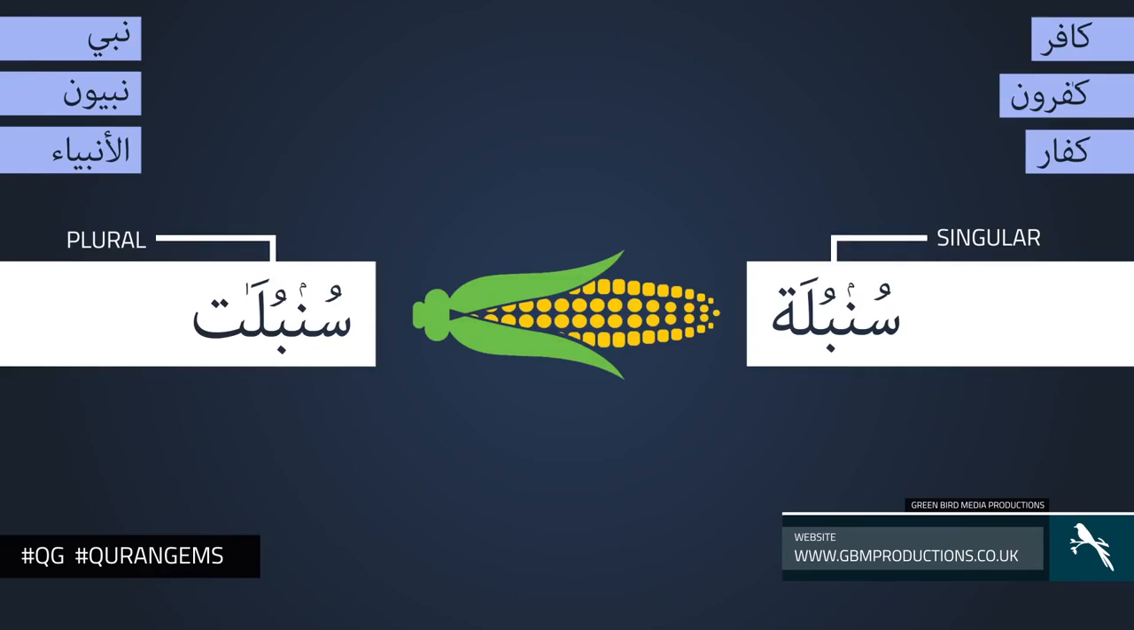So in the Arabic language, sumbula is singular. What was the plural? Sumbulat. And there's another plural, sanabil. In the Arabic language, they have a concept that you can have singular, you can have plural, and you can have super plural. Sumbula is singular. Sumbulat is plural. Sanabil is what? Super plural. So the more powerful plural is which one? Sanabil.